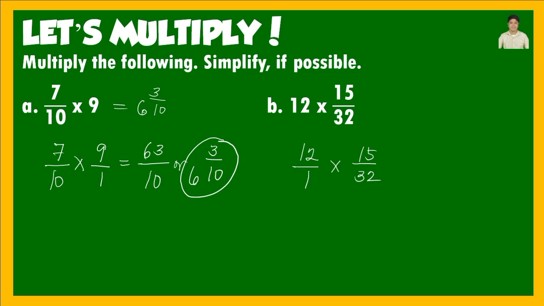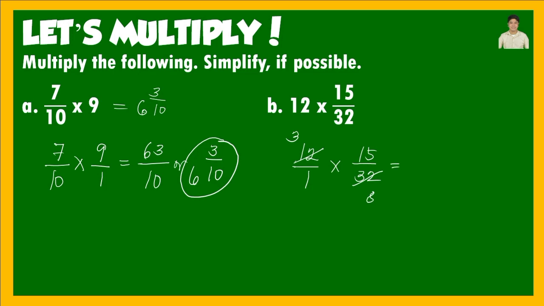So, yung 12 and 32, meron silang common factors, which is 4. Or pwede rin namang divide muna natin siya sa 2. So, dito, yung greatest common factor na talaga. So, 4. So, 12 divided by 4, this will become 3. And then 32 divided by 4, that will become 8.